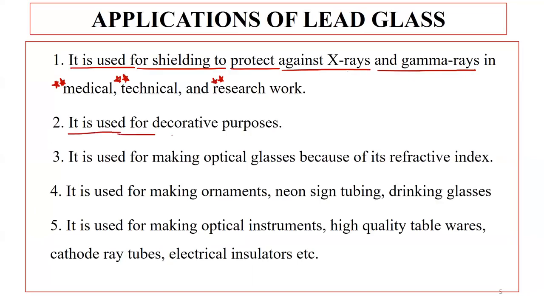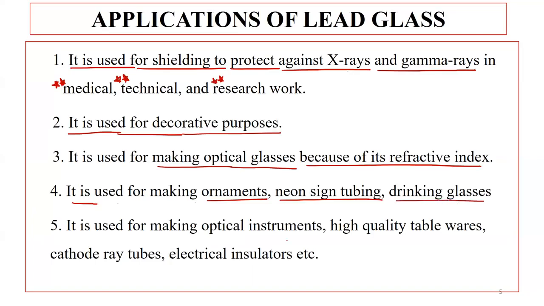This glass is useful for decorative purposes. It is also useful for making optical glasses due to its high refractive index. It is used to make ornaments, neon signaling, and drinking glasses also. And it is useful for making optical instruments. All the machines related to eyes are made up of lead glass due to its good properties. After that, electrical insulators and cathode ray tubes are also made from lead glass. So these are the applications of flint glass.